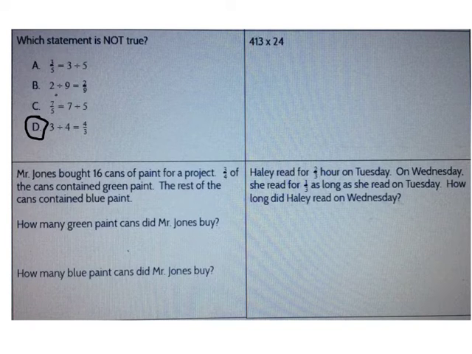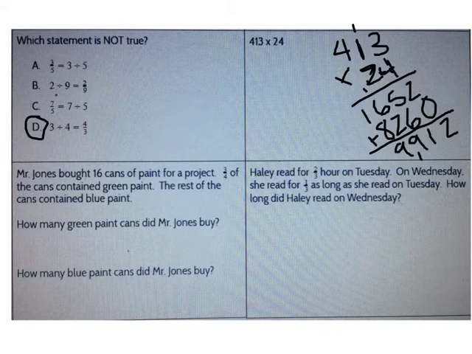Now try another. It's been a little while since we've multiplied, but I know you're going to do a great job. What's 413 times 24? 413 times 24 is 9,912. Check your work with mine. Let's look at the next problem.